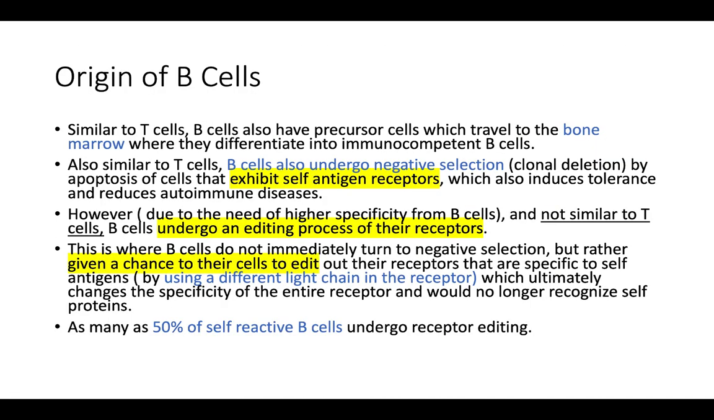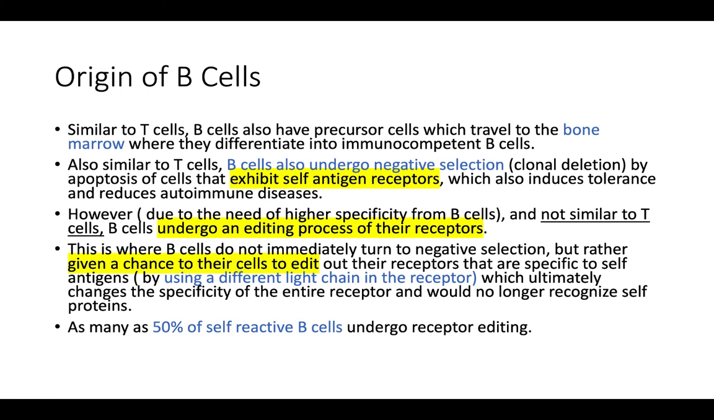We finished talking about T cells here. Now let's talk about B cells. Like T cells, B cells also have precursor cells. We talked about going from pre to pro to a fully maturing B cell, to a mature B cell, to a plasma cell. The B cells also undergo negative selection.